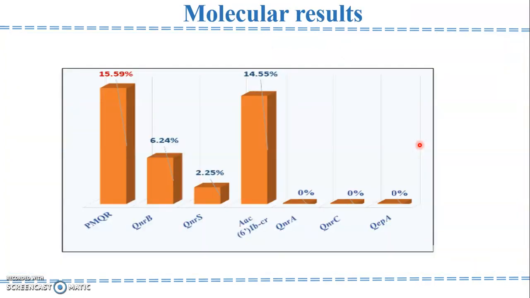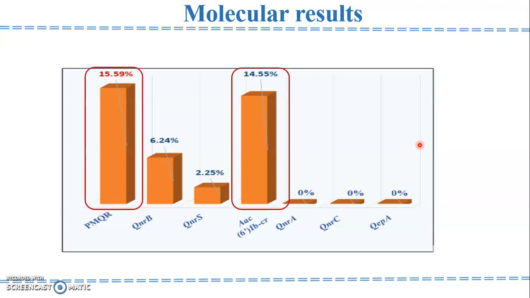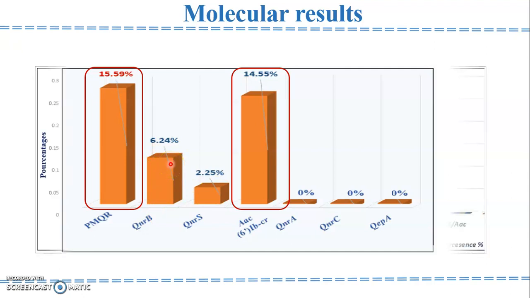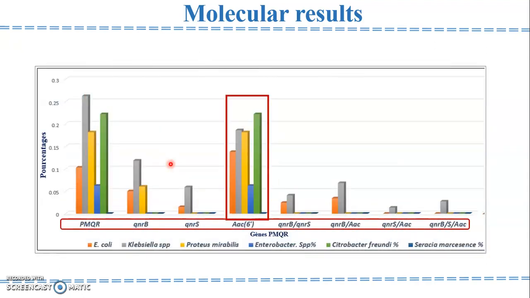Our data reveal a remarkable diffusion of the PMQR genes in different species of Enterobacteriaceae. The AAC gene was most present, followed by the QNRB variant. Klebsiella spp represent the most dangerous pathogen in this collection. It carries several PMQR and has important concentrations.